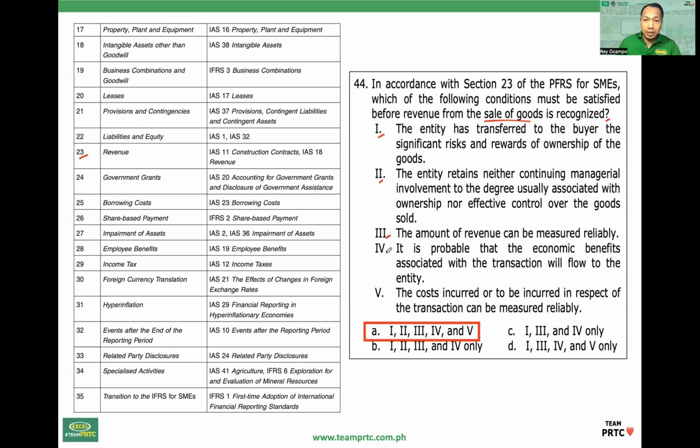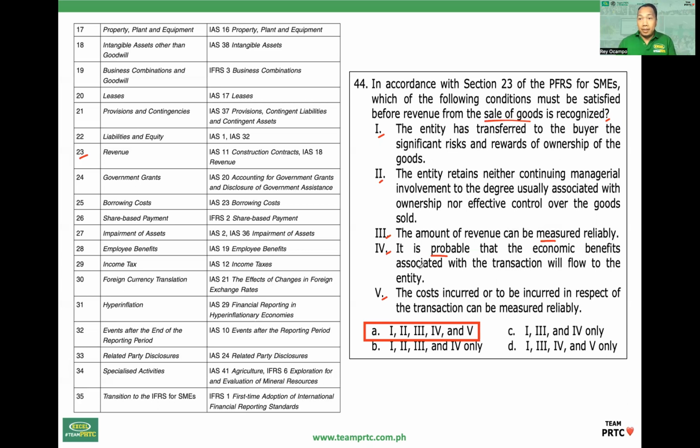Yung 3 and 4, the usual criteria yan: measurable, probable. Hindi naman pwedeng mawala yung probable, measurable. And then in relation to cost, the cost is measurable, so yung incurred or to be incurred can be measured reliably. Generally, yung conditions na yan, normally satisfied at the point of sale. And that is when the goods are what? Delivered. So generally, kapag na-deliver na yung goods, satisfied na yung 1 to 5. Pero kung clearly merong hindi satisfied dyan, then revenue is not recognized. So 44, letter A.